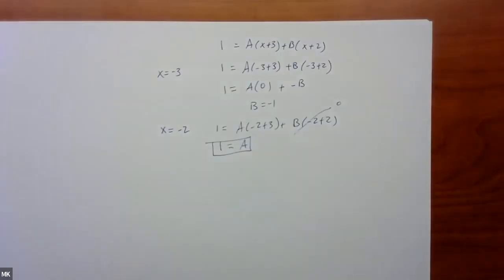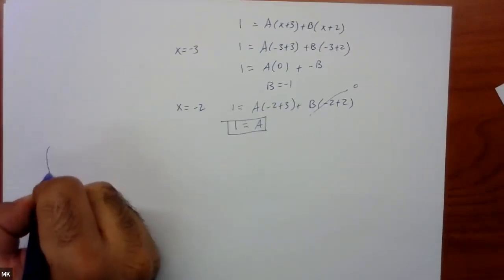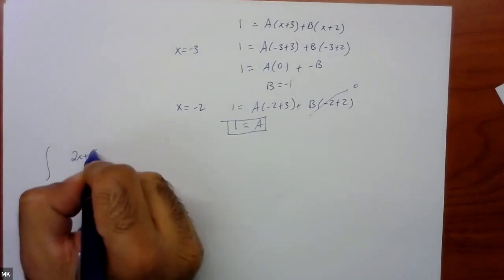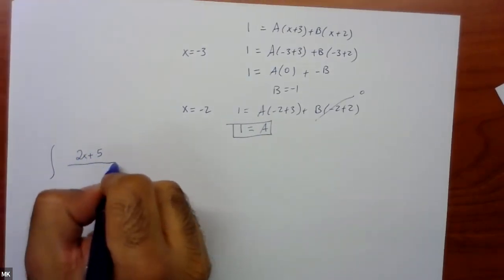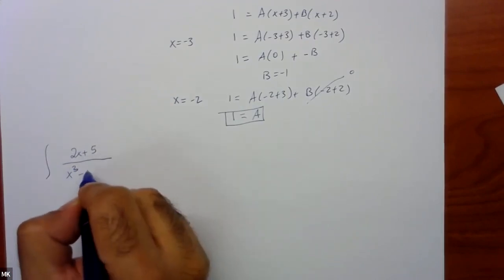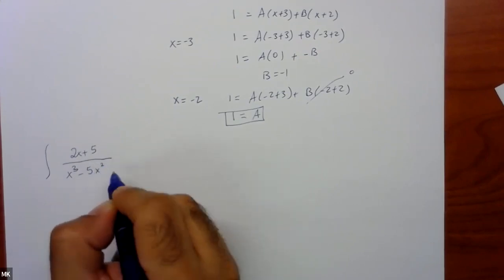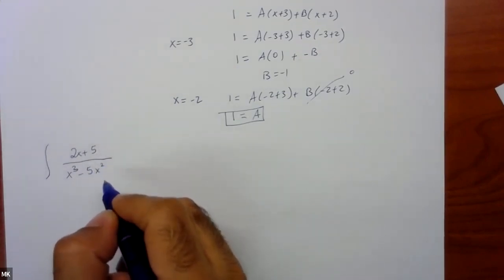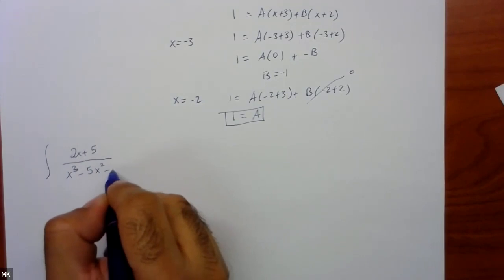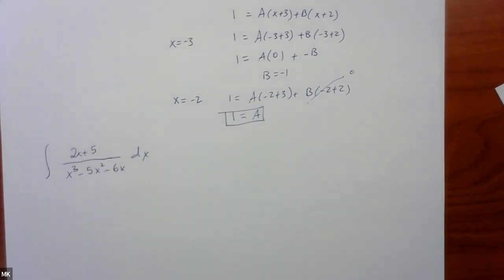Okay. So going back to this again, if I had something like, say, (2x + 5) over x cubed minus 5x squared, what did I use last time? Minus 6x dx, you get something like this.